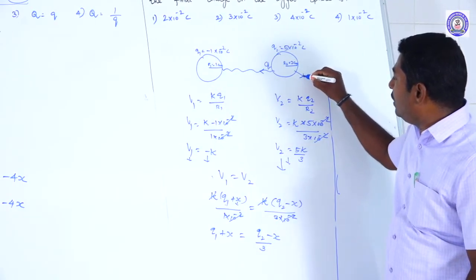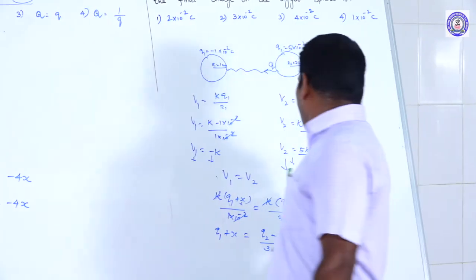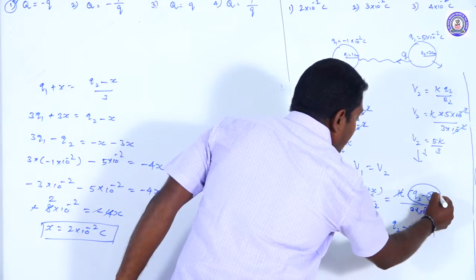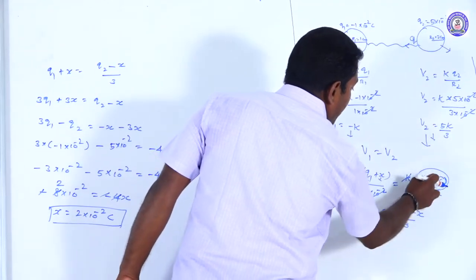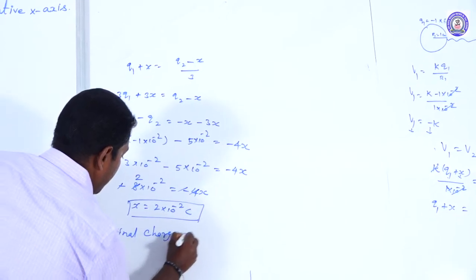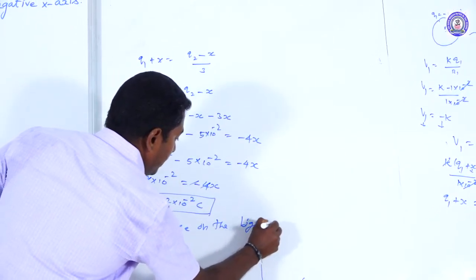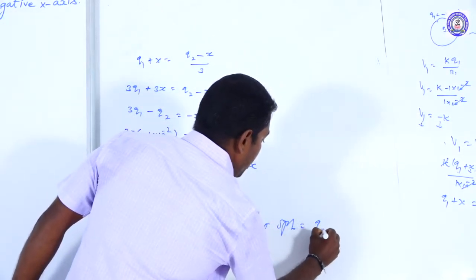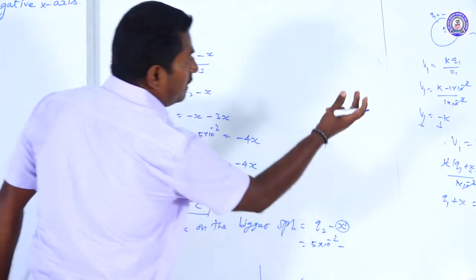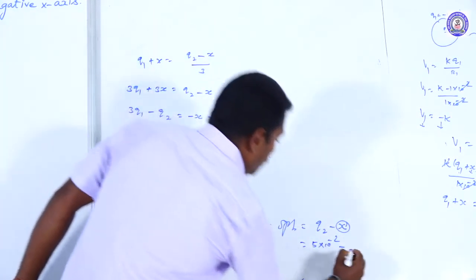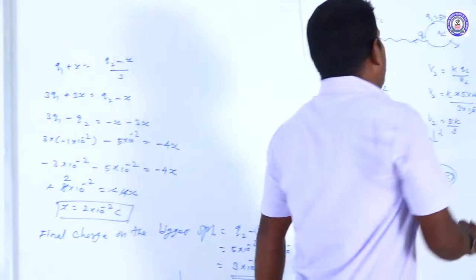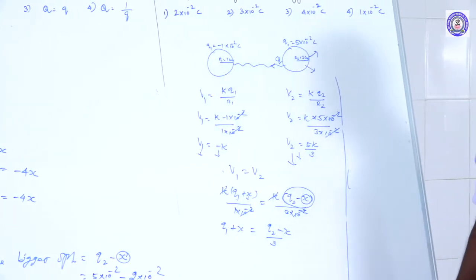Then what is the final value of charge on the bigger sphere? The final charge on the bigger sphere is Q2 minus X, where X is the quantity of charge transferred from the bigger sphere to the smaller sphere. So Q2 value 5 into 10 power minus 2, minus X, the transferred charge, 2 into 10 power minus 2, gives 3 into 10 power minus 2 coulomb. Final charge on the bigger sphere is 3 into 10 power minus 2 coulomb.